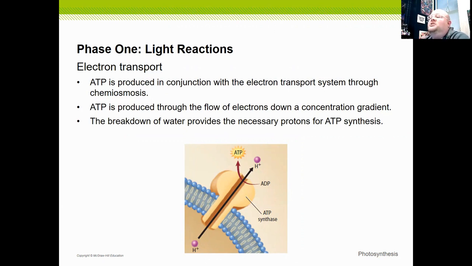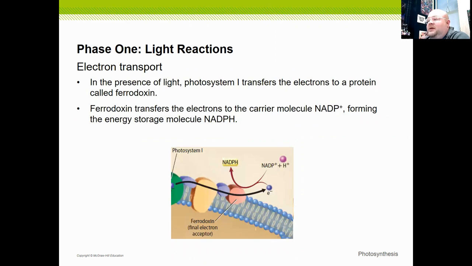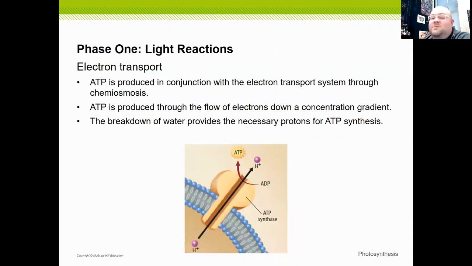In a nutshell, that's a lot of big fancy words and a lot to take in. What you need to know is that during the light reactions, energy is absorbed from the sun and chemically converted into ATP and also the NADPH. But most importantly, you just remember ATP, okay? Sunlight is absorbed, ATP is created. If you can remember that, you are great.